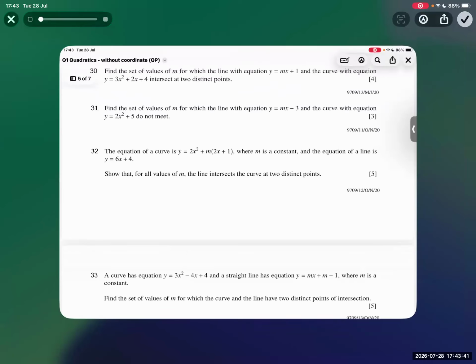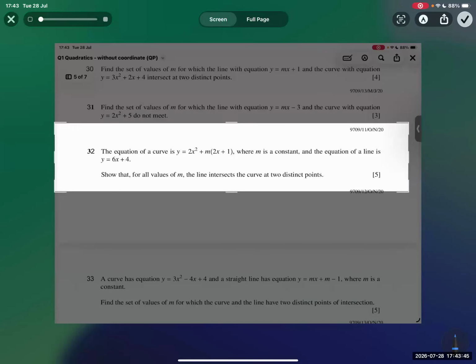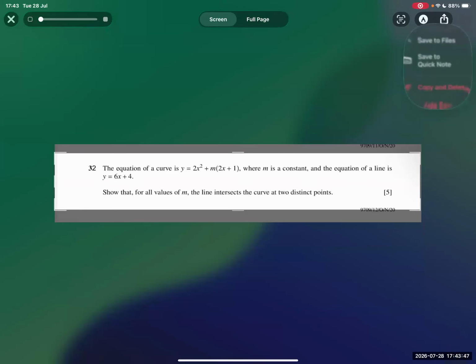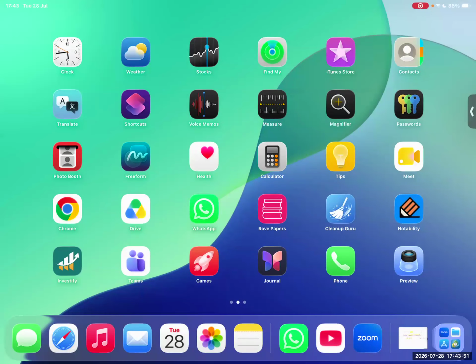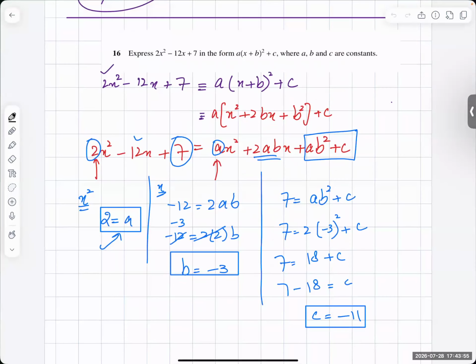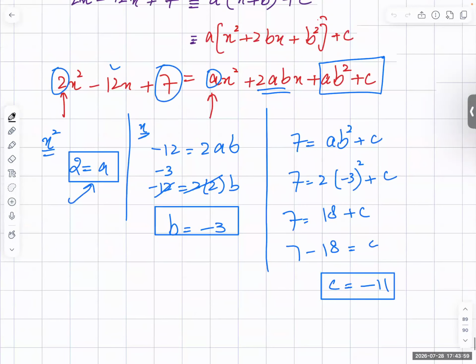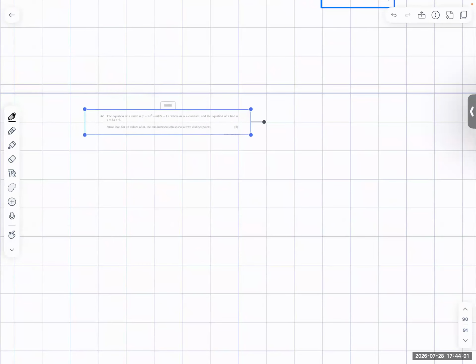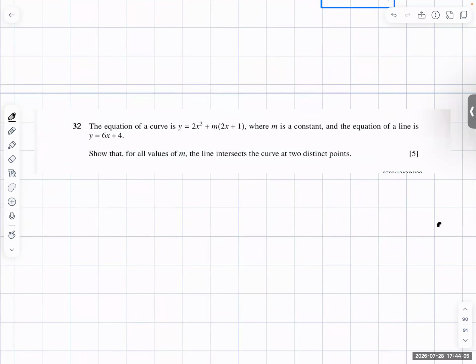Yes, a very important concept. Sometimes they would ask you to show that for all values of m, this is tangent or so. Here you would say, have a look. This is a very important concept, please.